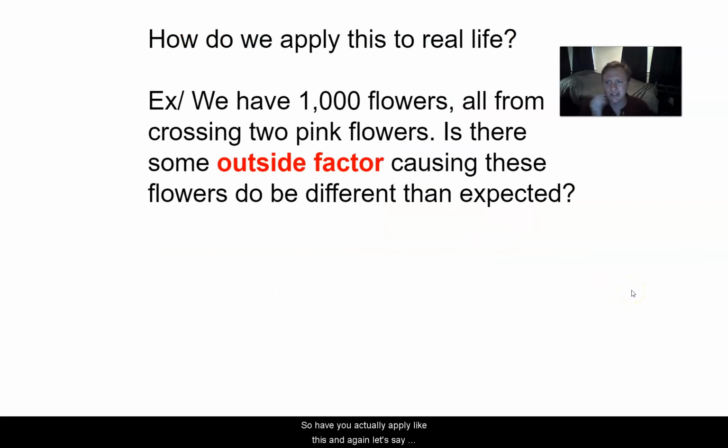So how do we actually apply this? Let's say we're some sort of flower monger, and we want to get a certain number of pink flowers, white flowers, and red flowers. If we follow this pattern, we can actually predict how many we should be getting. And then we can use chi-square to determine, is there some other factor here leading potentially to these differences?